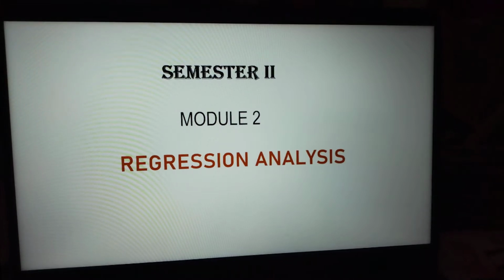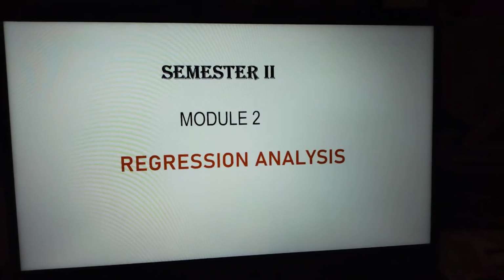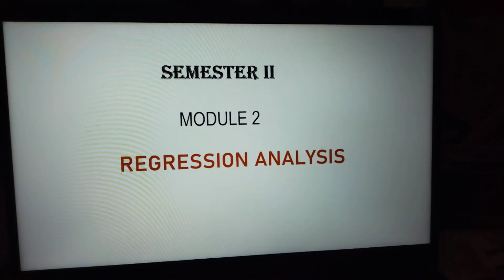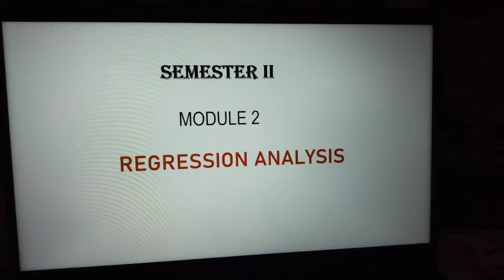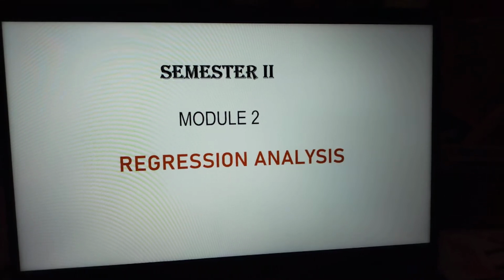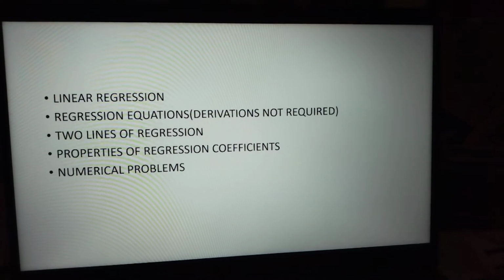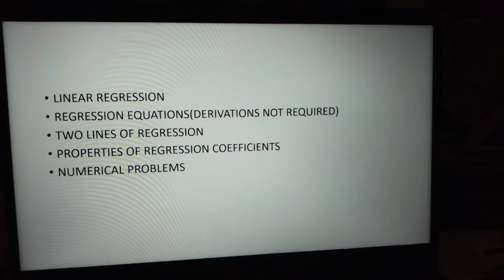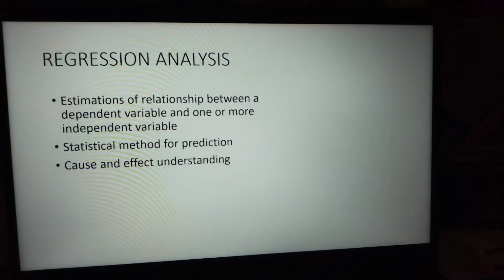Hello students, for semester 2 I am supposed to take module 2 for your statistical portion, in which regression analysis is the major topic. In that particular module you are supposed to learn these 5 topics, which are linear regression, regression equations, 2 lines of regression, properties of regression coefficients, and numerical problems.